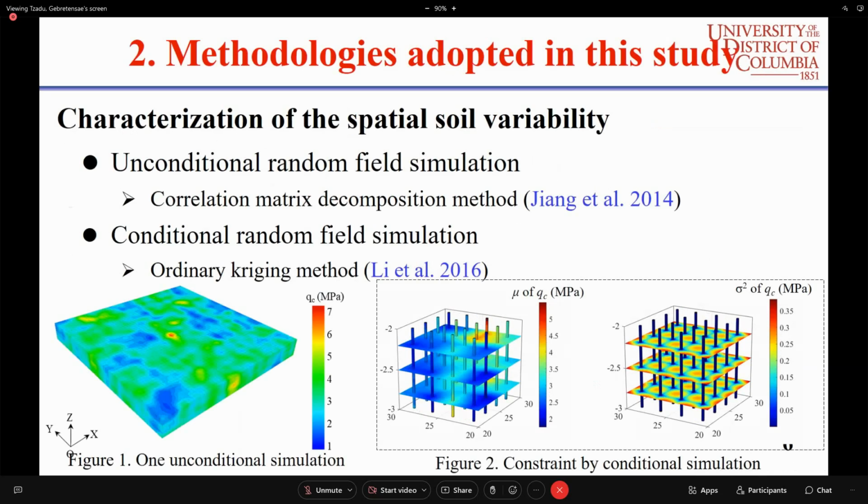The spatial variability can be characterized by the benefit theory. With this benefit theory, the spatial variability can be related by the unconditional random phase simulation. As we can see in figure 1, this figure shows the distribution of the soil properties. And the impact of the safety data can be related by the conditional random phase simulation. As we can see in figure 2, the mean and the variation of the soil properties is constrained by the conditional random phase.